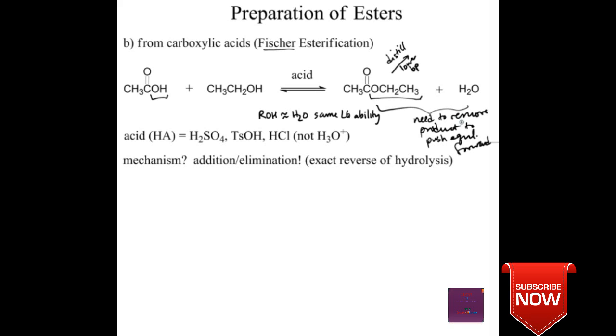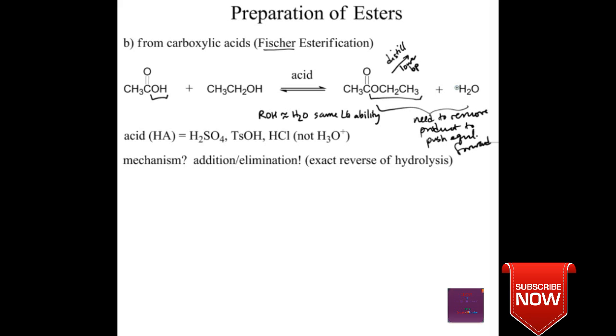So what is the mechanism here? Again, it's addition elimination for an acyl substitution. Turns out that it is the exact reverse of the hydrolysis mechanism we've already studied. Hydrolysis was when we took an ester in the presence of an acid and reacted it with water. The same number of steps that took us to the hydrolysis, carboxylic acid, and alcohol, the exact same steps, the exact same intermediates, are what we're going to be seeing today in the other direction, doing the Fischer esterification.